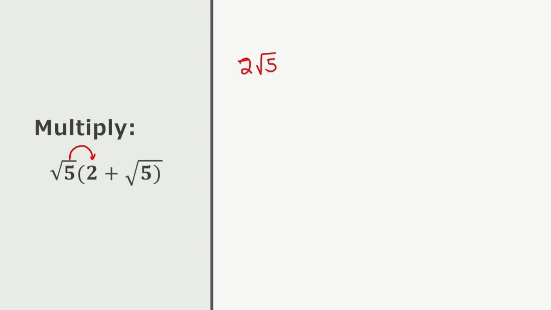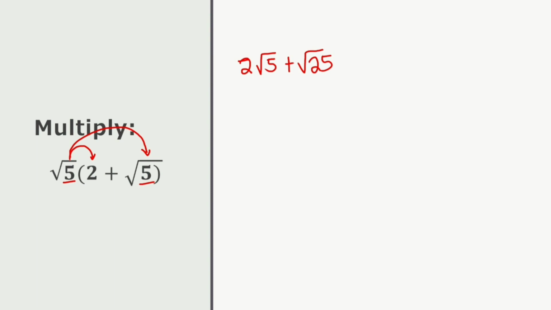Then, we will distribute square root of 5 to the other term. So, square root of 5 times square root of 5, since they are inside the radicand, we can multiply them. So, the product is plus square root of 25. Then, step number 2, we need to simplify.